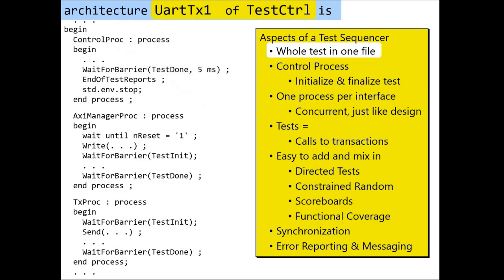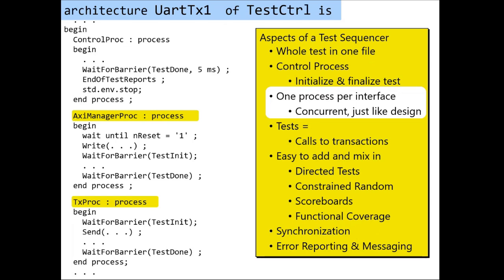So what an architecture of this looks like then is it has the whole test in that file. So we look at the big picture of things. We have a control process that initializes and finalizes the test. And then we have one process per interface. You don't have to do it this way, but if you're using anything that's a blocking transaction, you do.